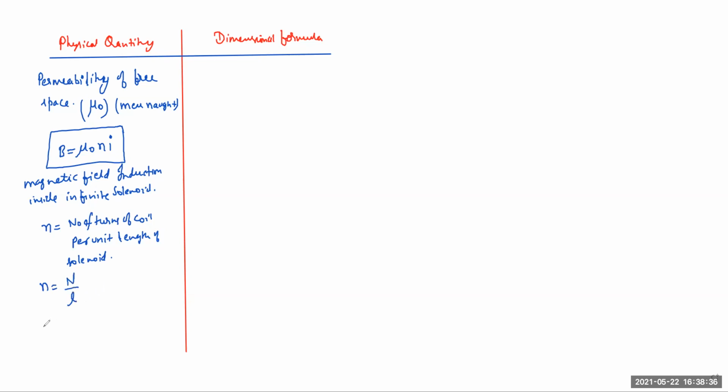And I is the current. So I think that's easy. You know the B dimension because we did it in the last class. You know the current dimension. We know how to write it. Now you can find n. So can you tell me the dimension formula of mu naught?